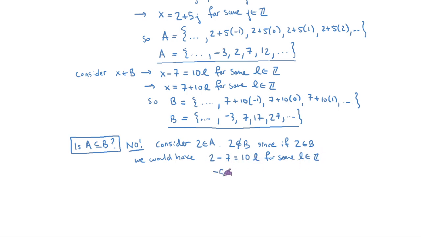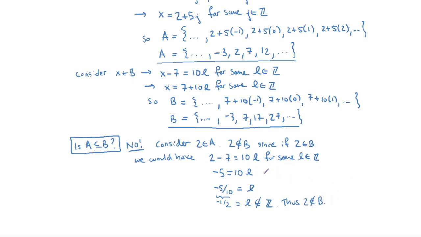Okay, well, what happens to this? Well, then you'd have negative 5 equals 10L. And then that would tell you, well, we divide both sides by 10, and you have negative 5 over 10 is equal to L, and what is this? This is negative a half, right? Negative a half, well, that's certainly not an integer, right? So that's sort of a contradiction, right? So thus, this assumption is not possible. So 2 is not an element of B, right?